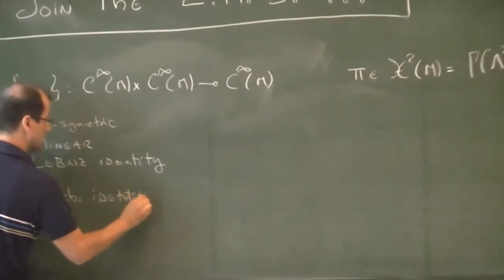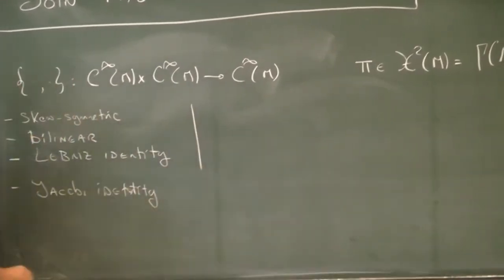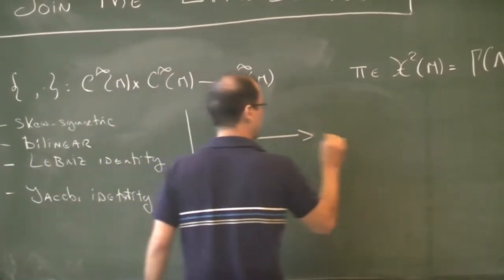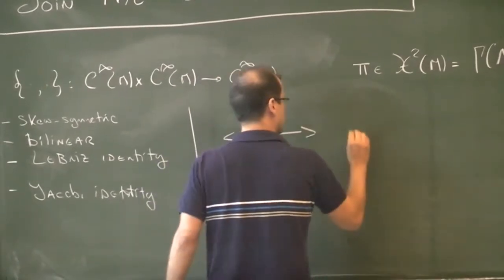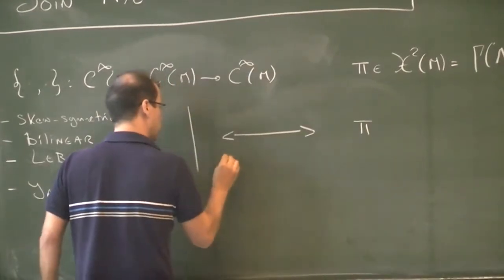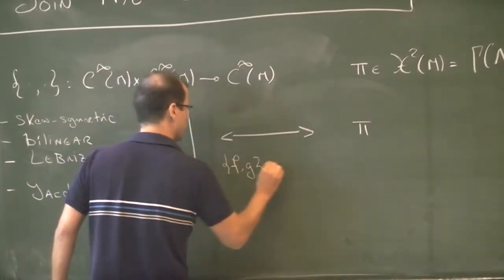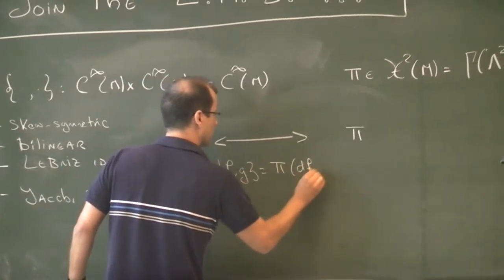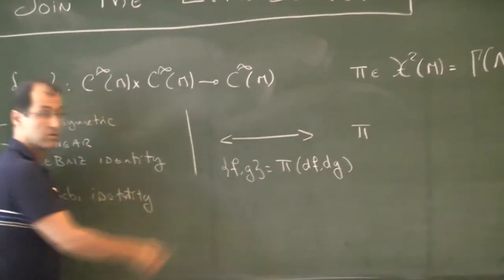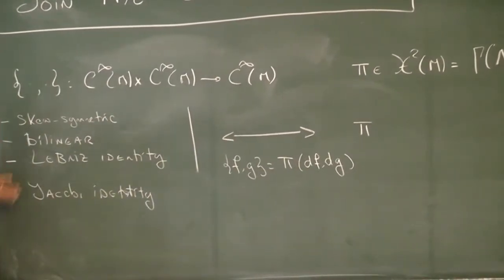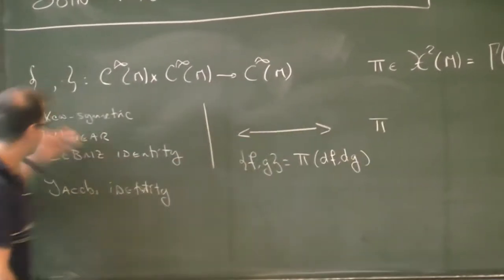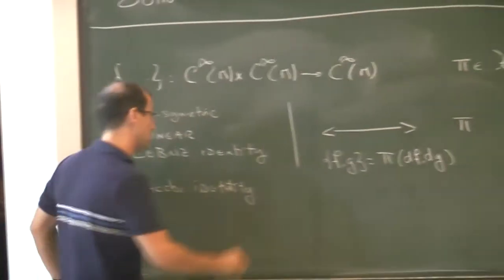So the first three properties, skew-symmetry, bilinearity, and Leibniz, are completely encoded by a bivector, pi, and the way to go from one to the other is simply by evaluating on functions. So if I give you the bracket, you get the pi. If I give you the pi, you get the bracket. Right? The last property is not satisfied in general. If I give you a bivector and define the bracket in this way, it will satisfy these three properties. It will not satisfy the last one.